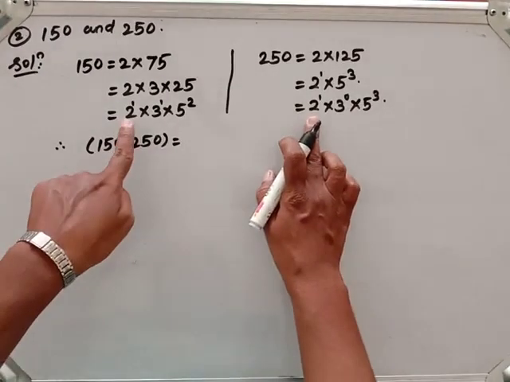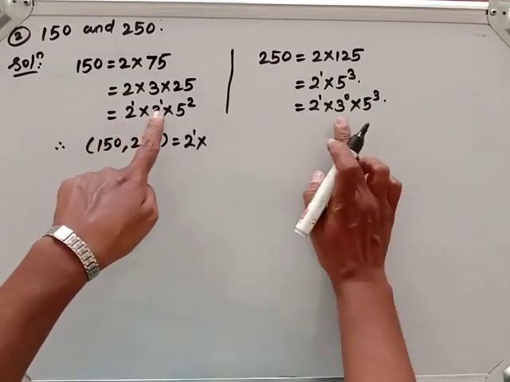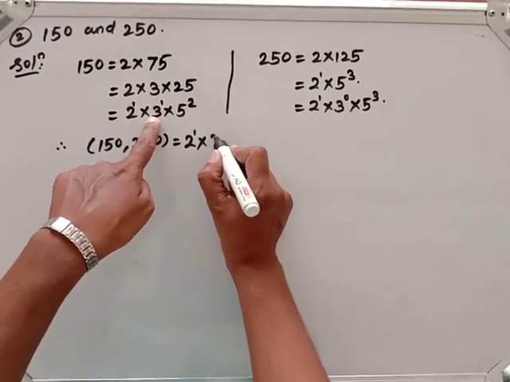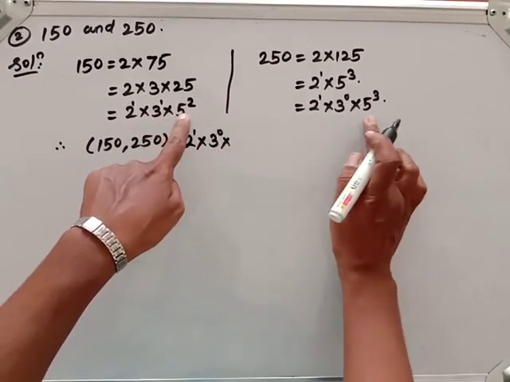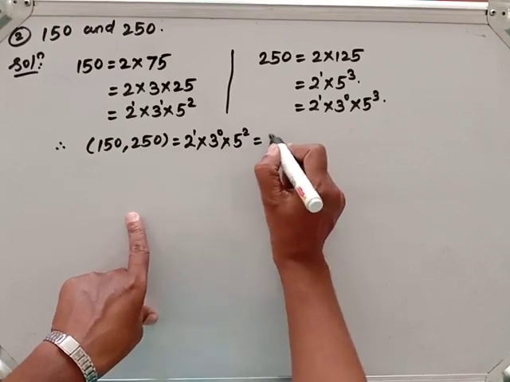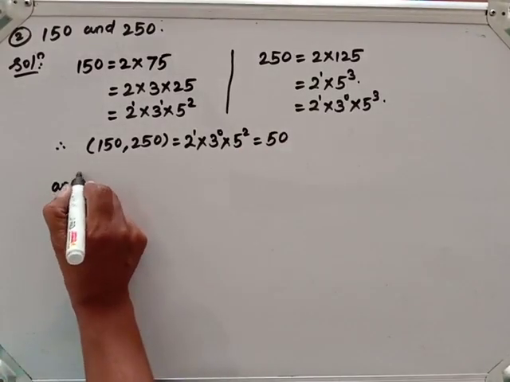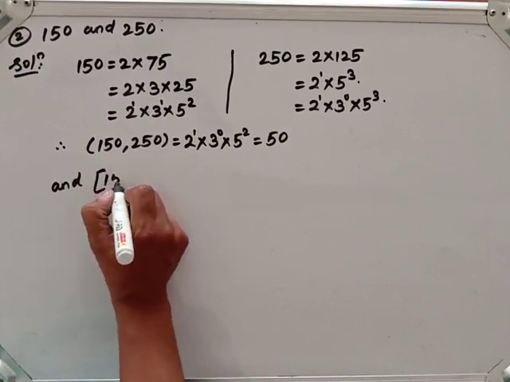Now minimum of these, both are same, so this is as it is. Minimum of these two is what? 3 raised to 0, and minimum of these will be 5 square. So what is the GCD here? 50. And LCM. LCM is what?